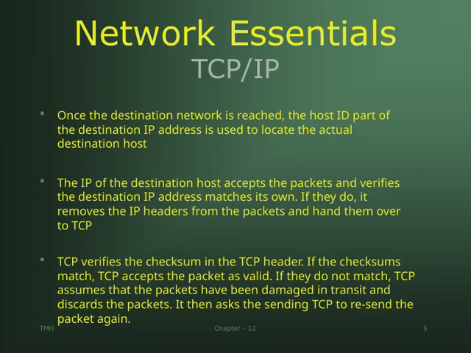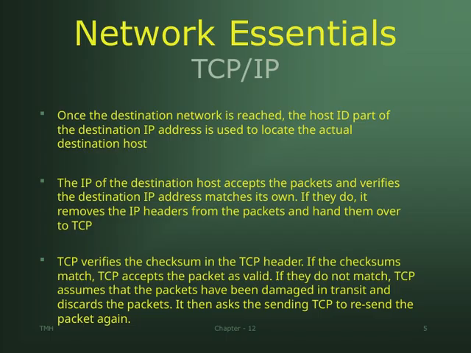Now, once the data packet reaches the destination network, the next step is to identify the specific host within that network. That's where the host ID part of the destination IP address comes into play. It helps us locate the actual destination host among all the devices on that network. When the packet arrives at the destination host, the IP address on the packet is checked to make sure it matches the host's own IP address. If it does, the host then strips away the IP headers from the packet and passes the remaining data over to TCP, the Transmission Control Protocol.